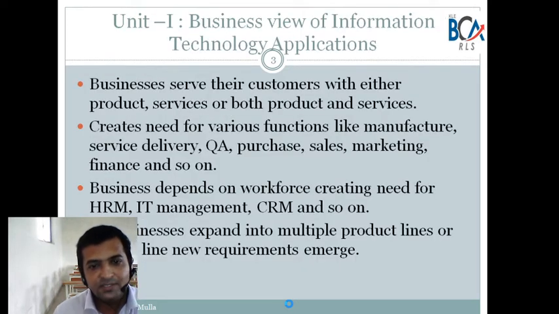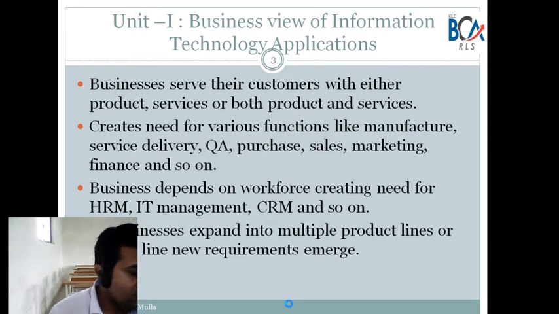So businesses serve their customers with either products, services, or both products and services. What do you mean by a business? What is the definition of a business? What does a business do? You have types of businesses which give their products. You have types of businesses which offer their services, and there are some businesses which offer both their products and services, right? Now, no matter which industry domain you choose, got it?